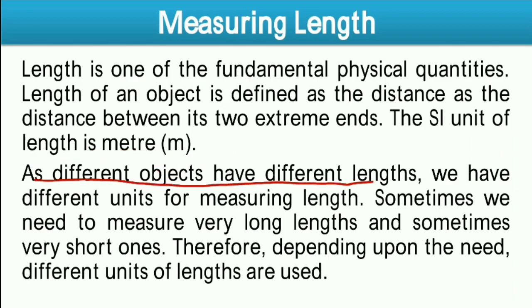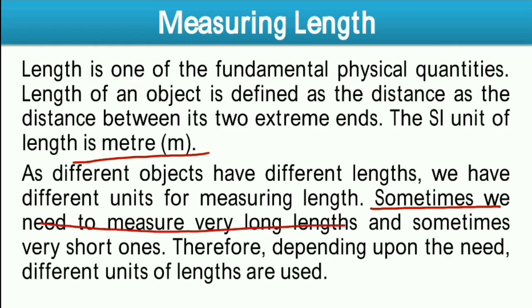As different objects have different lengths, we have different units for measuring. Obviously something is very small, something is bigger, something is much bigger, and sometimes the distance is very small, sometimes bigger, sometimes much bigger. We have different units like foot, meter, centimeter, inches for measuring lengths, but the SI unit is the only one. Sometimes we need to measure very long lengths and sometimes very short ones. Therefore, depending upon the need, different units of length are used.